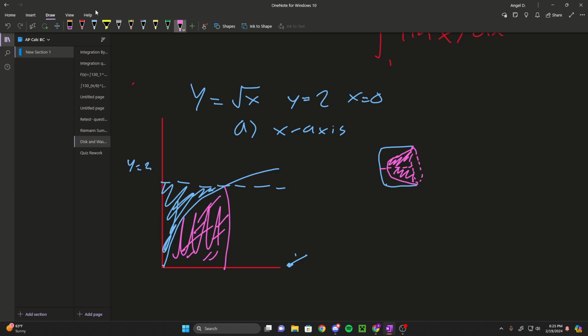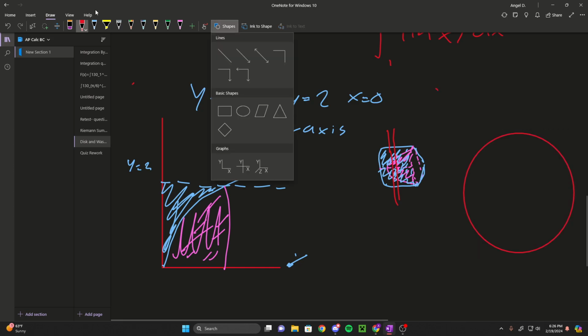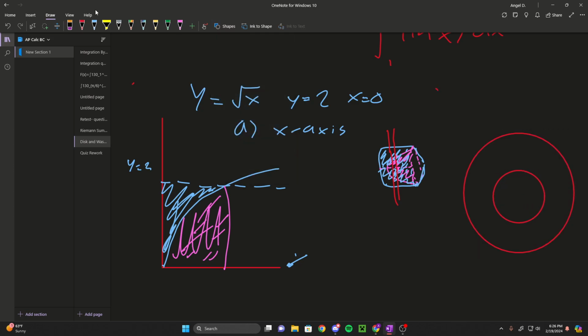All this area is gone, but this is inside the shape, but around it, there's a hole. Now, when we split this shape up, if we take a little size of the piece, we see that we don't get a disc anymore. What we get now is a circle, but more importantly, we get almost a washer.